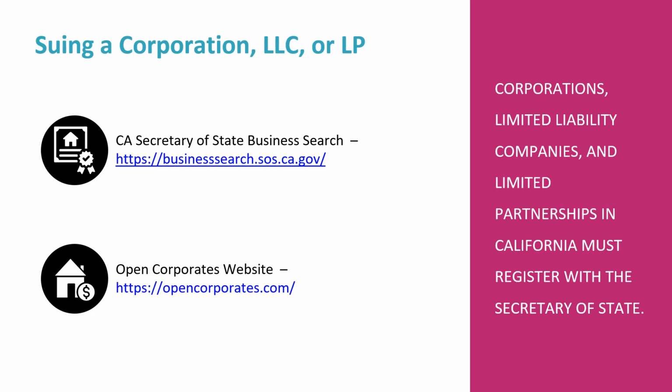If the owner of a business is a corporation, limited liability company, or a limited partnership, check the California Secretary of State Business Search page. The website opencorporates.com provides a database that includes companies located worldwide. Searches at Open Corporates can be done by the name of the company and also by the name of the corporate officers.